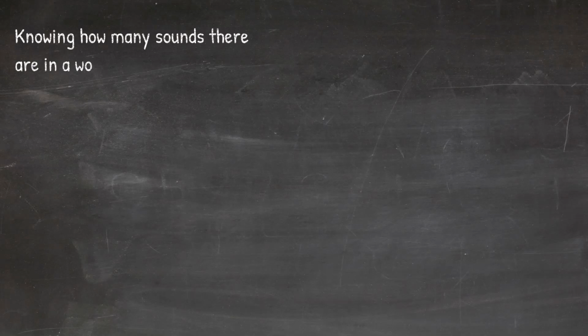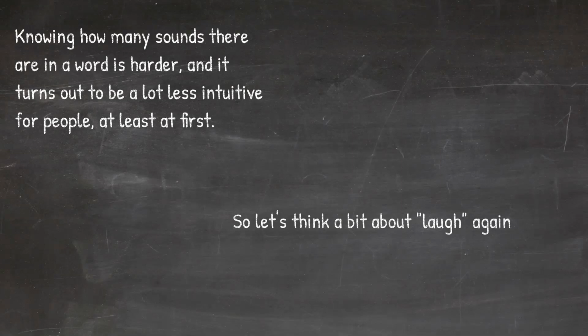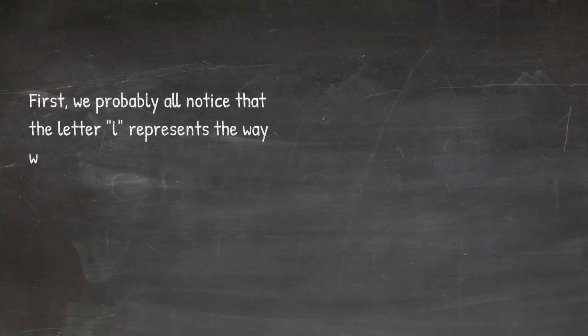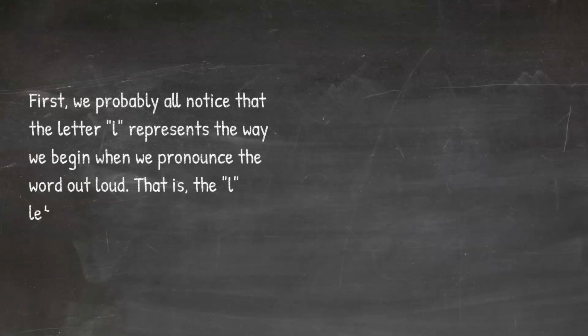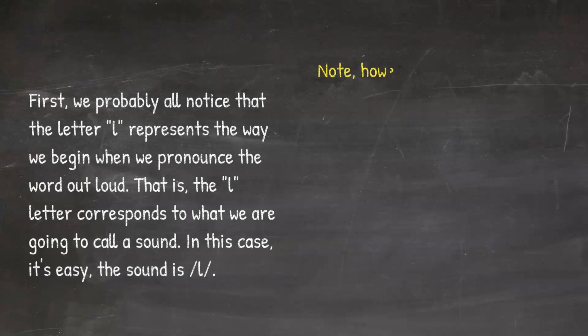Knowing how many sounds there are in a word like laugh is harder than it might seem, and it turns out to be a lot less intuitive for people, at least at first. So let's think a little bit about the word laugh. The first thing we probably notice about the word laugh is that the letter L represents the way we begin when we pronounce the word out loud. That is, the L letter corresponds to what we're going to call a sound. In this case, that's easy because the sound is L.